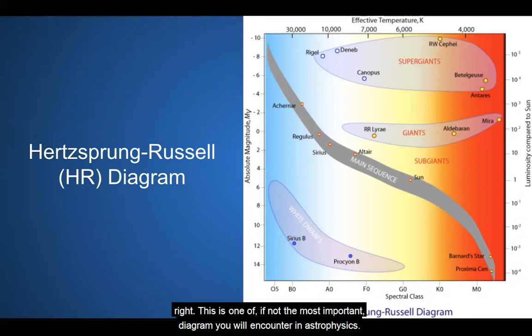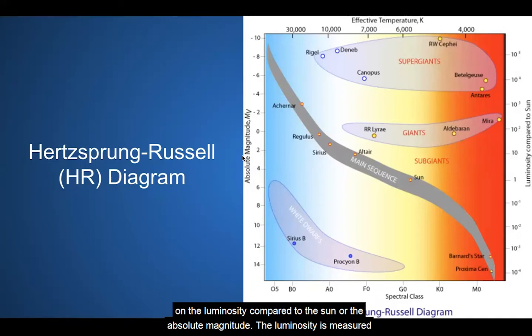This is one of, if not the most important diagram you will encounter in astrophysics. If you take a look at the axis, you'll see that how high or low you are on the chart depends on the luminosity compared to the sun, or the absolute magnitude.